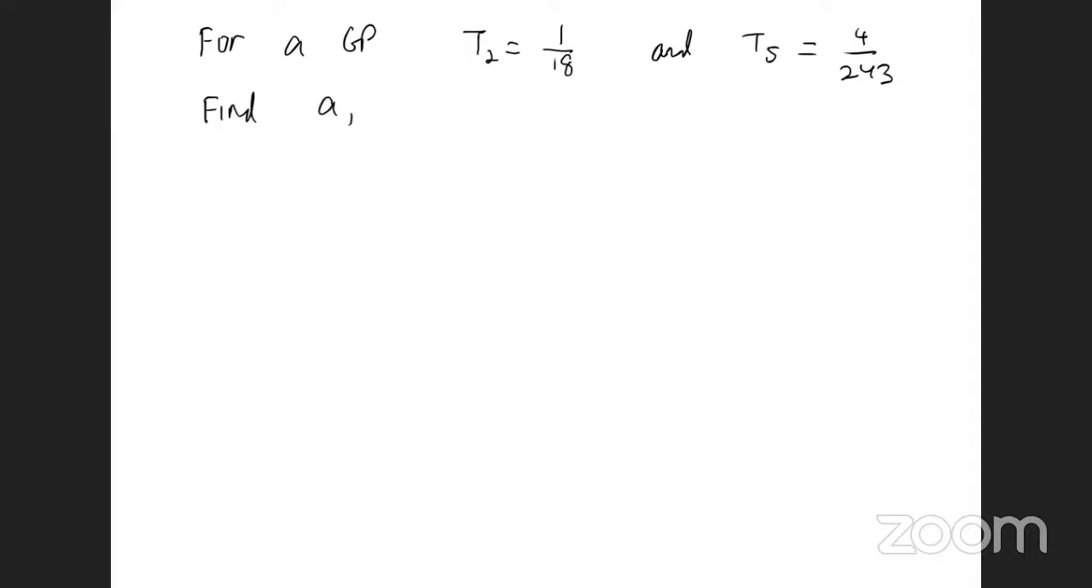Let's go again for GP now. For a GP, the second term is 1 over 18, and the fifth term is 4 over 243. Find A, R, and the third term.